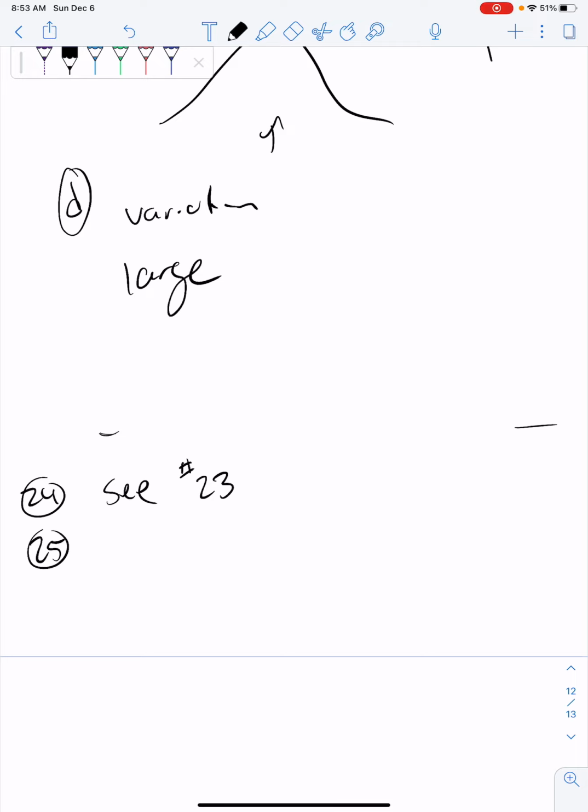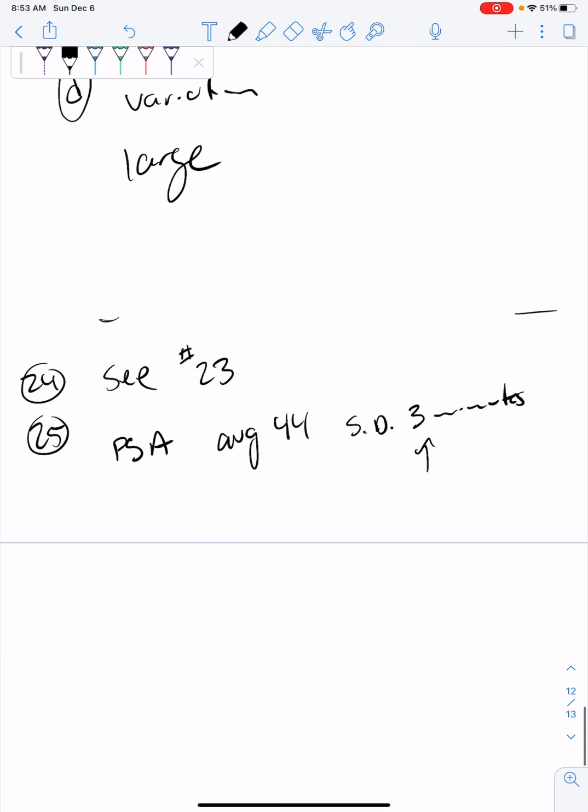Okay, number 25. After recording the pizza delivery times, you conclude that one pizza shop has a delivery time of 44 minutes and a standard deviation of 3 minutes. Okay, so pizza shop A has an average delivery of 44 minutes and a standard deviation of 3 minutes. So remember, what that means is on average, they get there in 44 minutes. And the standard deviation tells you how spread out the rest of the data is. So this is telling me that most of the data is within 3 minutes of that 44-minute average, okay?